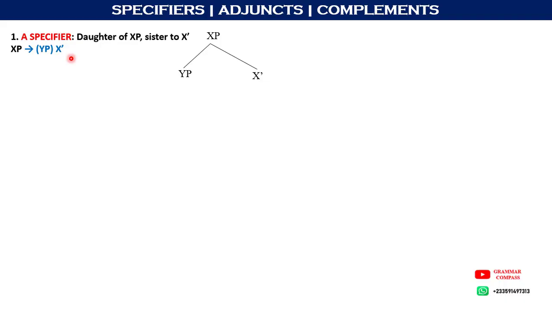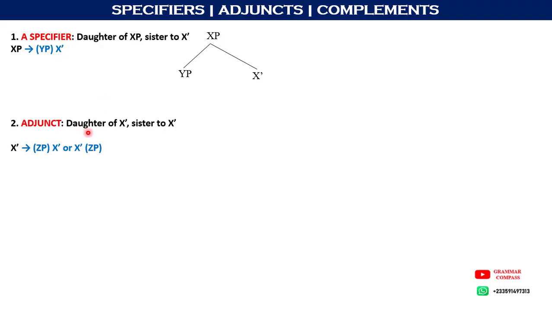So far, the only specifier that we have identified is the specifier of noun phrases, that is the determiners. We will change the rules when we apply the X-bar theory to functional categories like the determiner phrases, the tense phrases, and the complement phrases. So write this somewhere. A specifier is a daughter of a phrase and a sister to a bar level. So if you have a noun phrase with a determiner, the determiner, which is the specifier, should be a sister to an N bar, not an N, and it should be a daughter of the noun phrase.